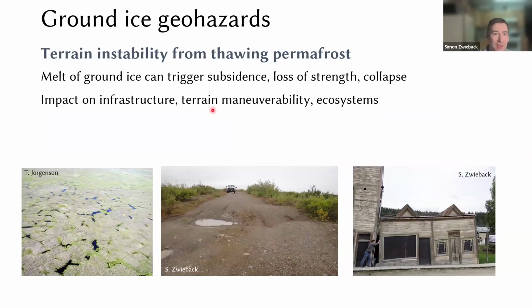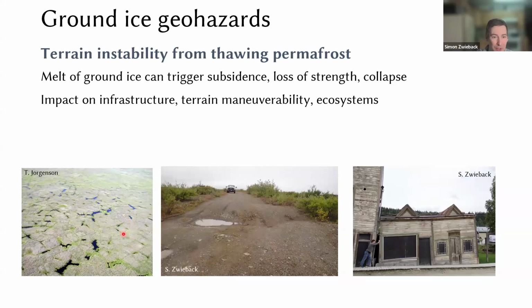The terrain instability we've seen that's driven by warming and thawing permafrost is triggered by the melting of ground ice. This melting of ground ice can cause all kinds of changes to the landscape that all have in common that they relate to subsidence, the loss of strength, and the collapse of the landscape, as well as the infrastructure that's built on top of that landscape.